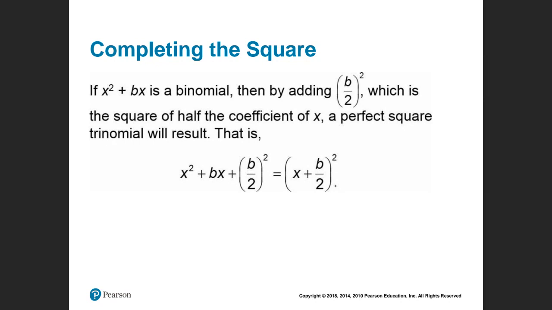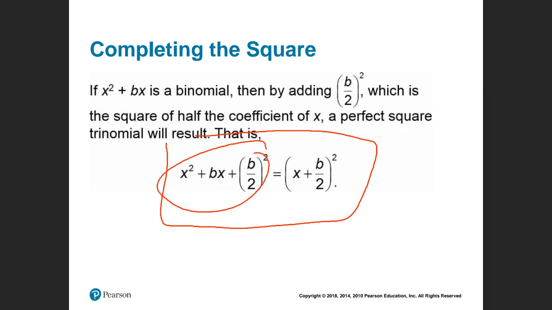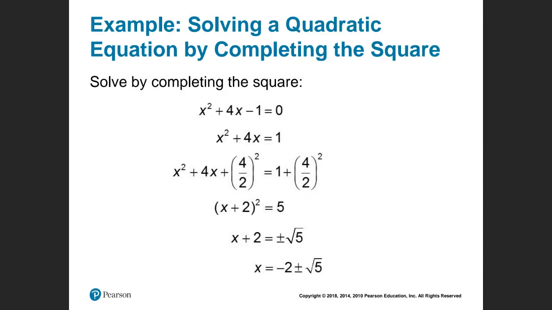So you have to know x squared plus bx plus parenthesis b over 2 squared equals parenthesis x plus b over 2 squared. If you got this, you can check with it. Now go to the next one.